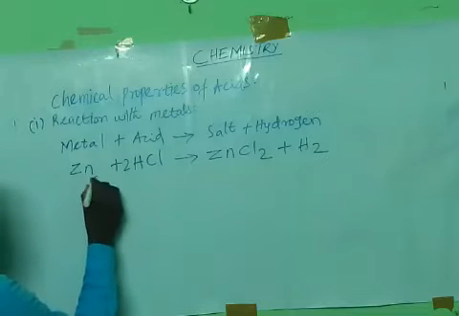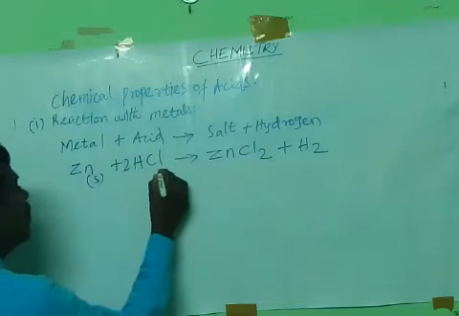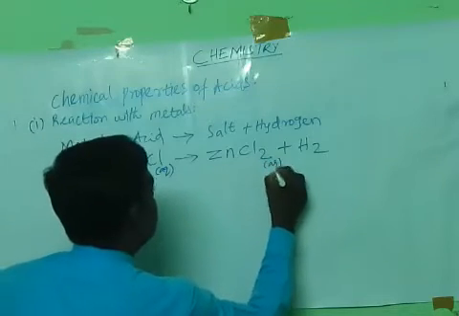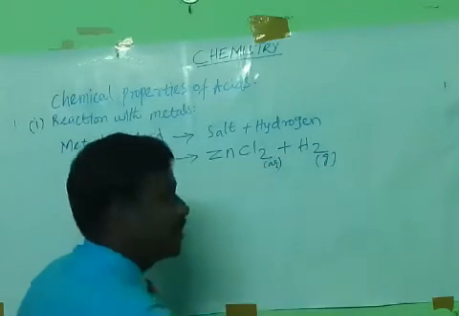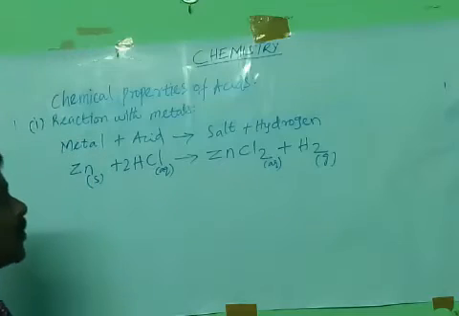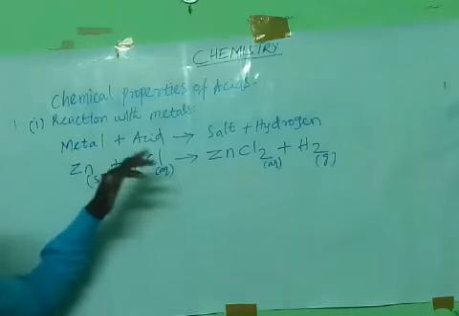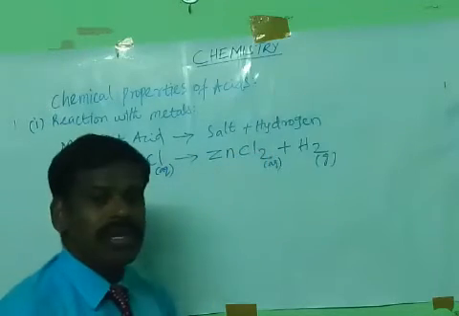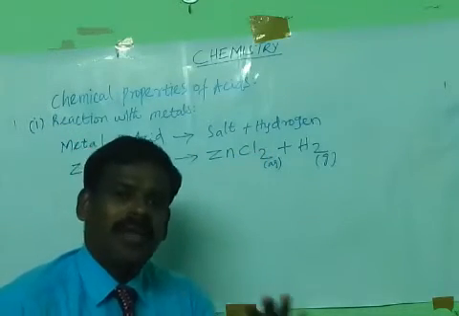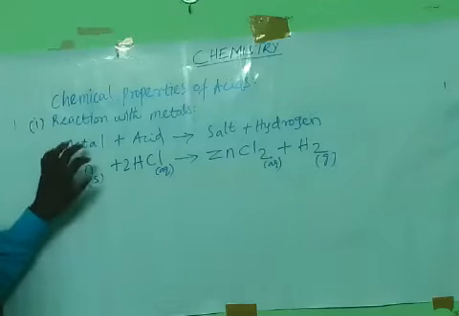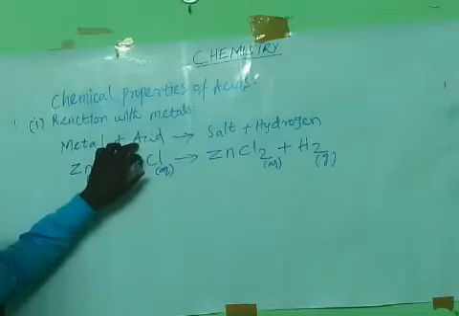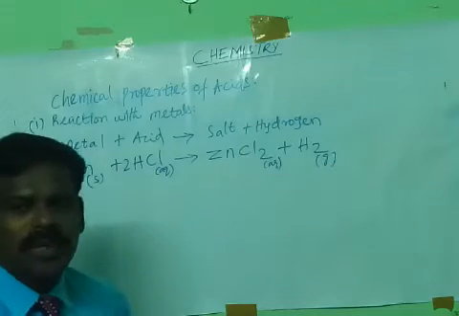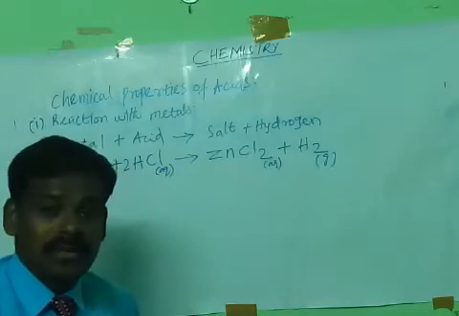We know zinc is a solid, hydrochloric acid is aqueous, and zinc chloride is aqueous. Hydrogen, obviously, is a gas. So this is the first chemical property. If you know this general equation, you can answer very easily. When a piece of metal is added into acid, it gives salt and hydrogen gas. Good, I hope you understood this.